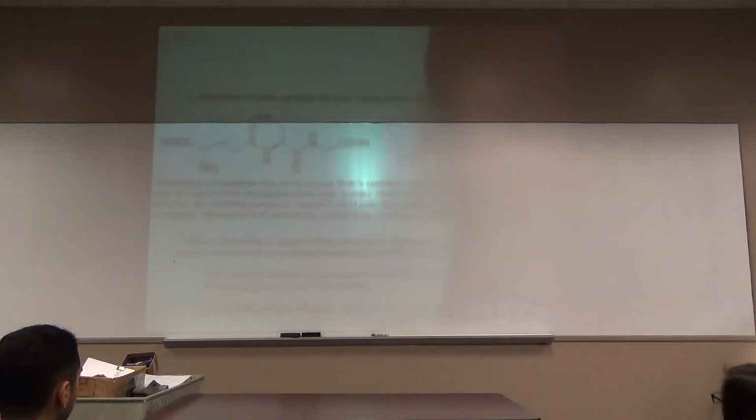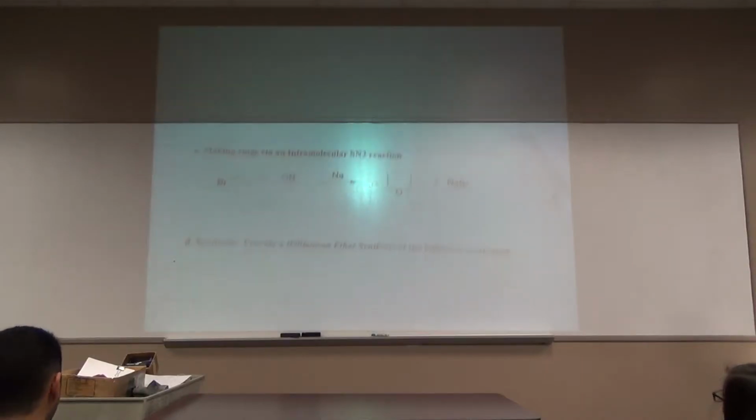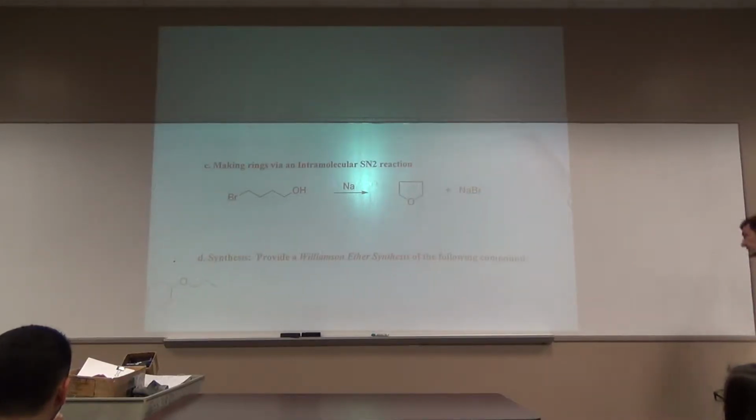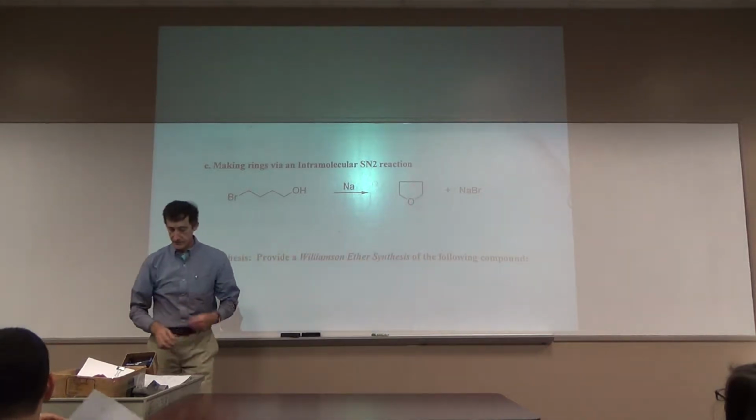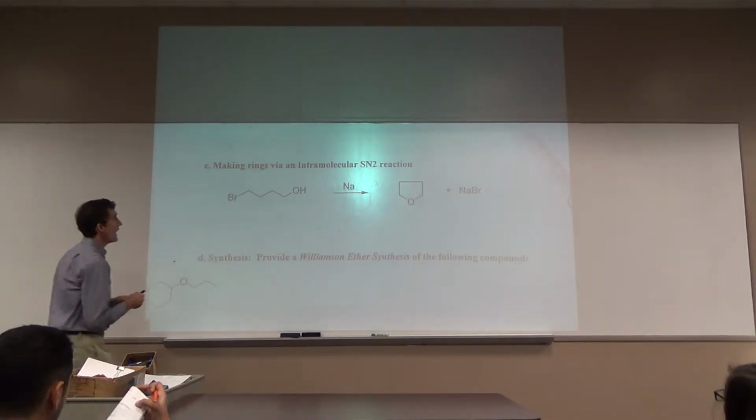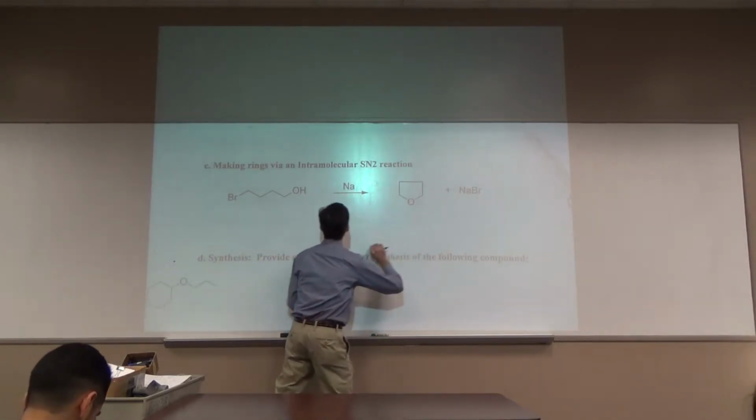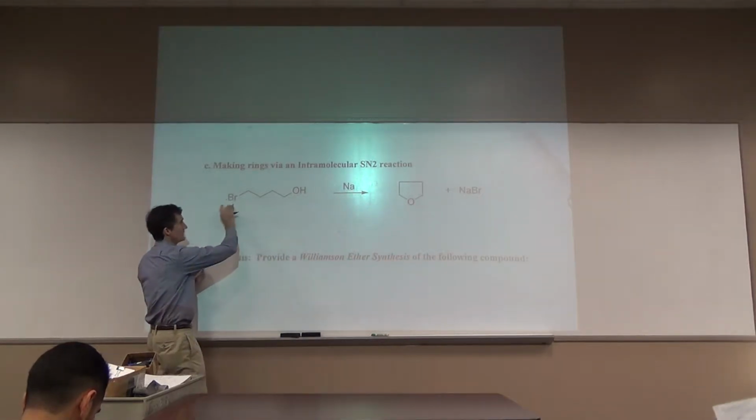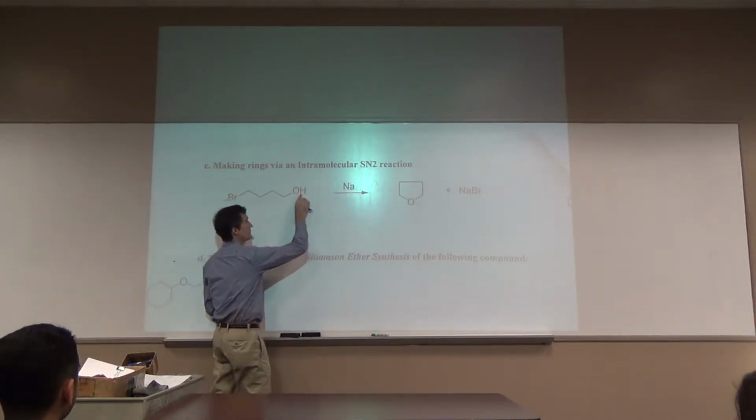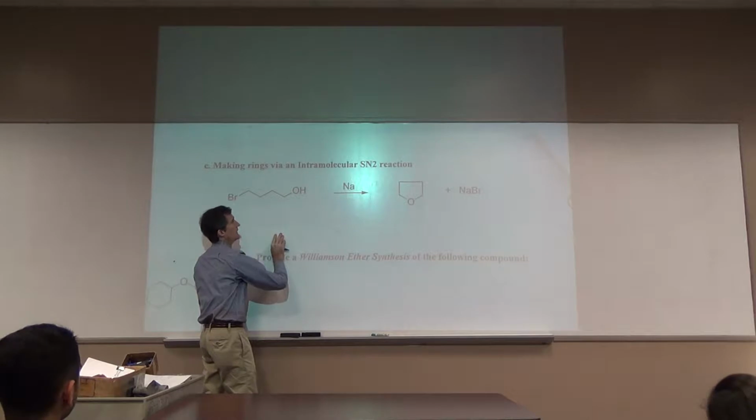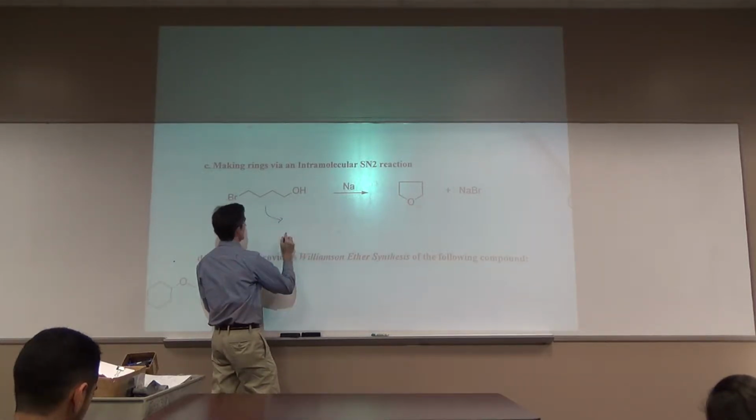And so let's look at this one over here. In this example, we're going to make a ring. This isn't just an ether, it's a cyclic ether. We take this compound treated with sodium, we can get this product and sodium bromide. What does sodium do to this compound? The only thing you know is that sodium is going to do what to the alcohol? It's going to basically form the alkoxide anion, right?